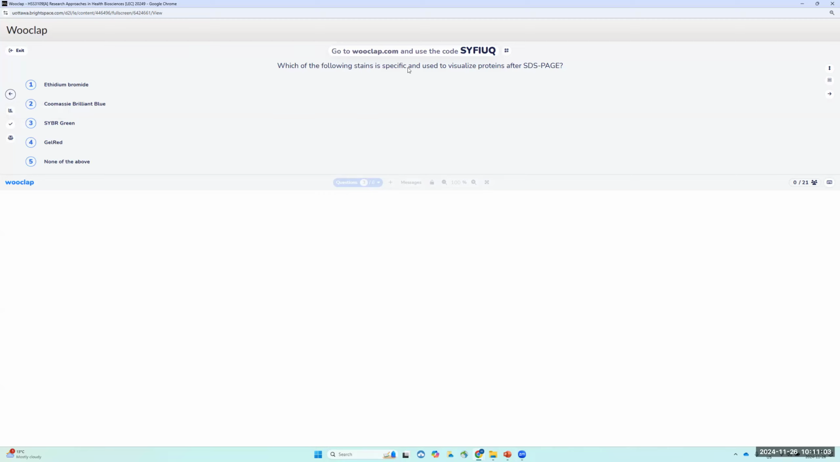Which of the following stains is specific and is used for visualizing protein after SDS-PAGE? So we have discussed multiple types of staining throughout the course. Ethidium bromide was one of them. Coomassie blue is another one. SYBR Green is the third one. Gel Red, and none of the above. So which one of these is specific and is used to visualize proteins after SDS-PAGE? And SDS-PAGE, meaning it's sodium dodecyl sulfate. So this is a denaturing type of gel.